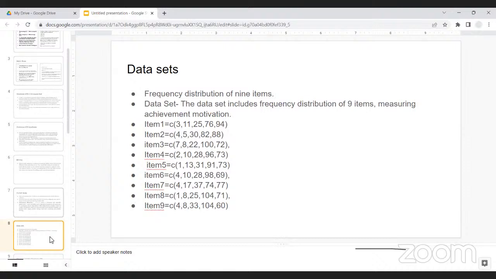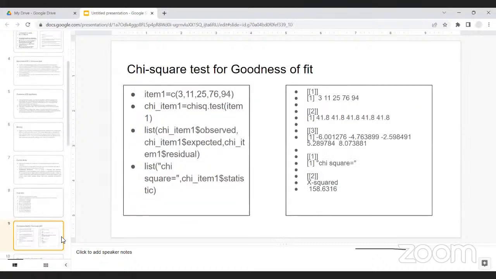Okay, let's check what happens here. So this is the distribution. Okay, now Priya, please read it. Hello, Priya. Hello. Yes, am I audible? Yes, you are audible.